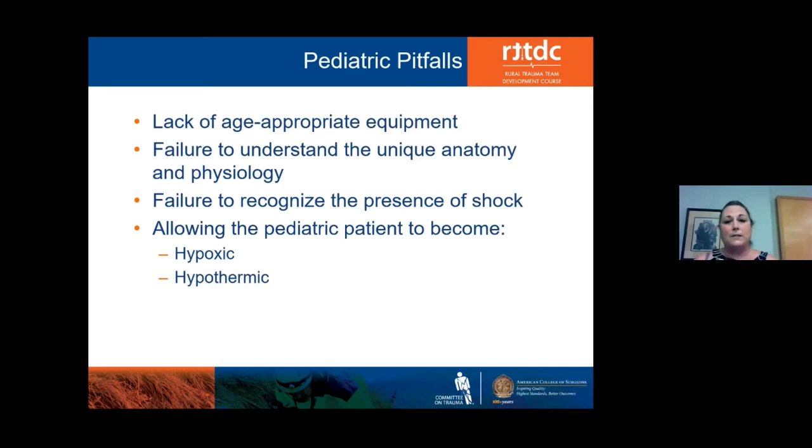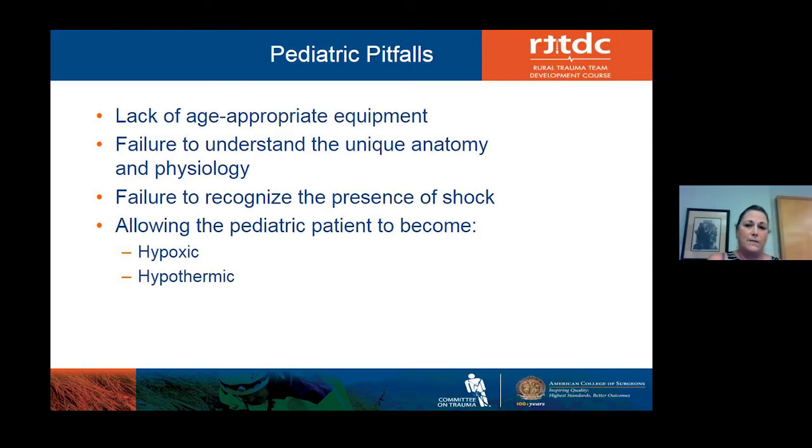Allowing the pediatric patient to become hypoxic or hypothermic is also one of the pitfalls. We need to make sure that we're maintaining their oxygenation and maintaining a warm environment for them. Because of their thin skin, they can lose their heat very quickly.